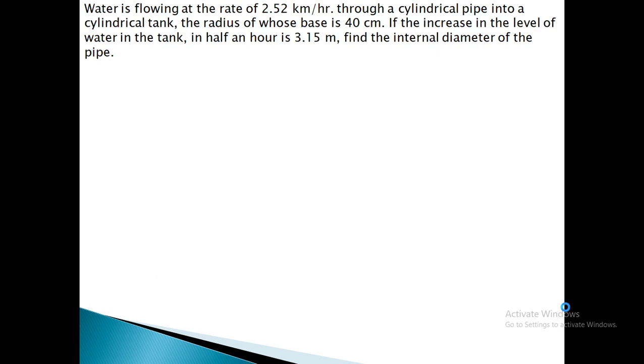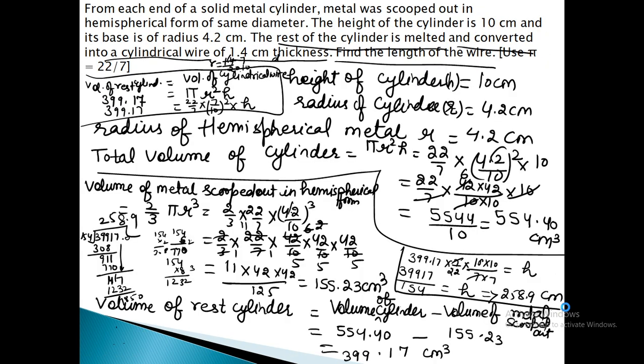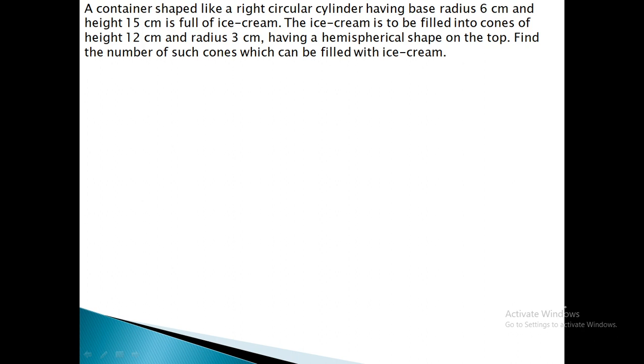Now the next important question is, this is the next important question, you have to solve it. I will discuss here only the formula which will be used here.